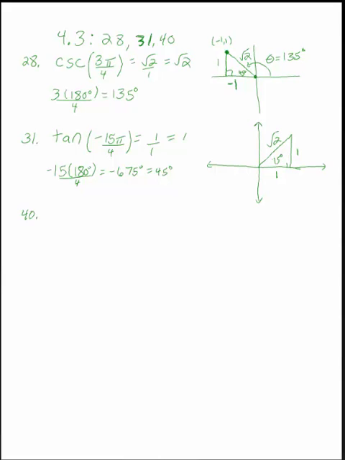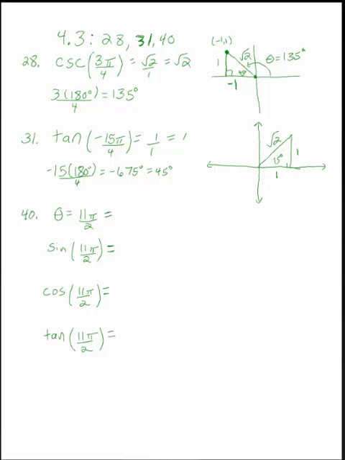Now let's look at question 40. Question 40 wants me to find the sine, cosine, and tangent for the given theta. My theta is 11 pi over 2. So my goal is to find the sine of 11 pi over 2, the cosine of 11 pi over 2, and the tangent of 11 pi over 2. That's my goal. So again, first thing I'm going to do is convert that into degrees.